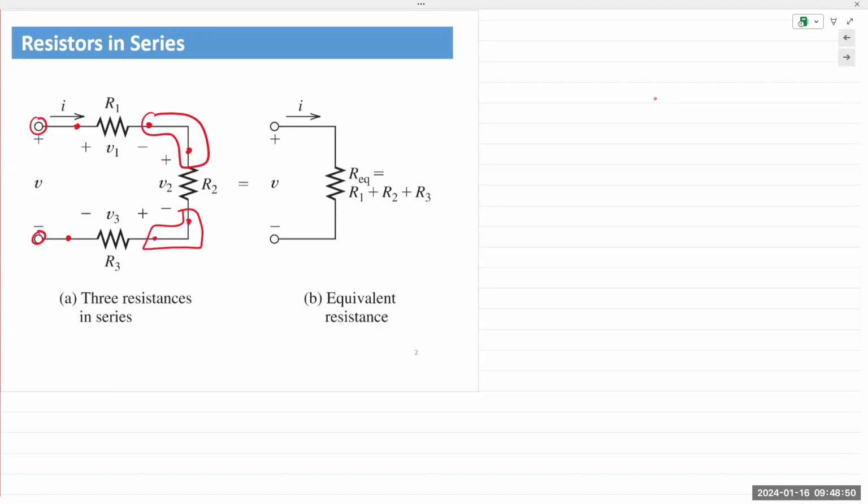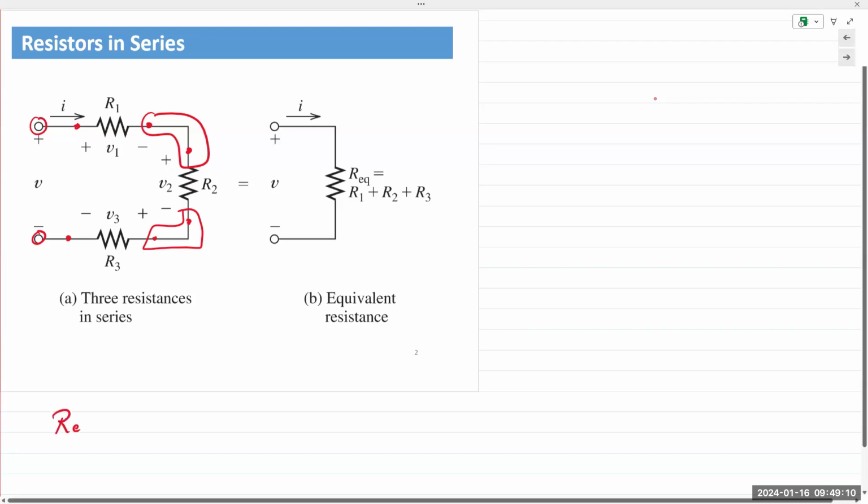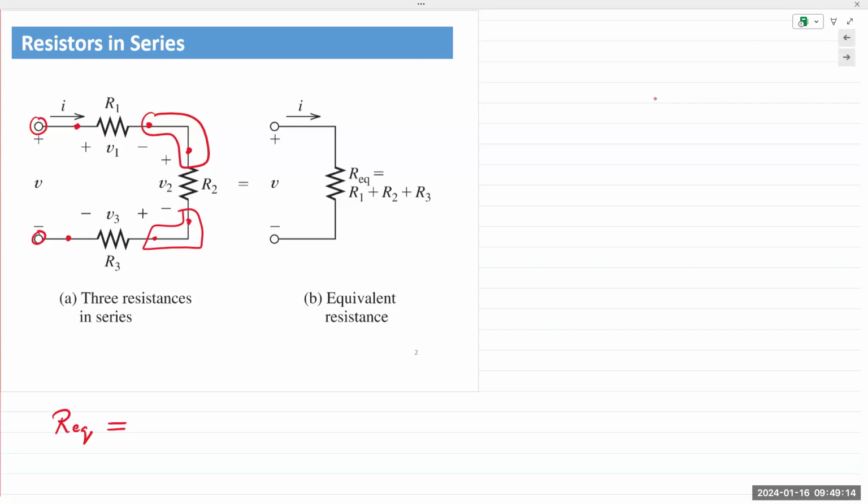If you connect a multimeter or an ohm meter to measure the resistance at those outer terminals, they will give you a reading. And that reading, we call it the equivalent resistance, or Req. It's the equivalent resistance of the 3 resistances in series. And of course, there is a derivation.